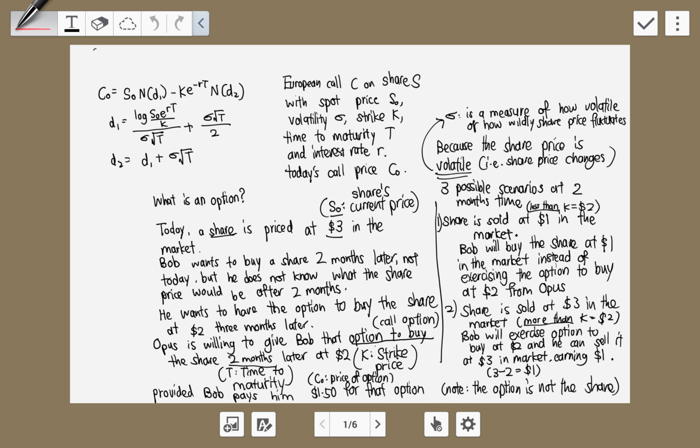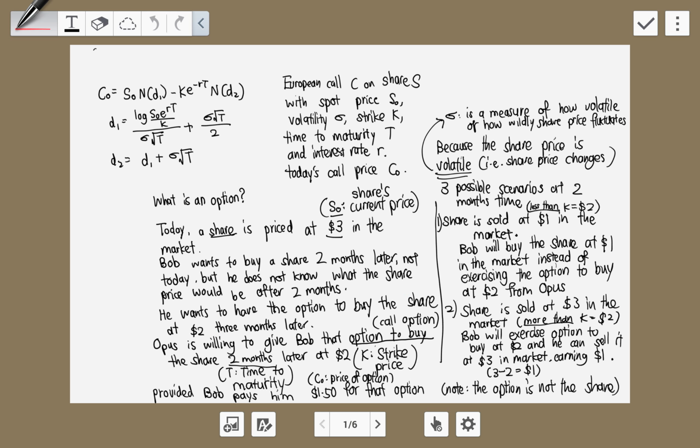If we want to buy the share today, we know what the price is offered in the market. We should just buy it. There's no need to have an option in a sense. But because we want to buy it 2 months later, and we want to have the option to buy it at a certain price, we use a call option. So he wants to have the option to buy the share at $2 3 months later.